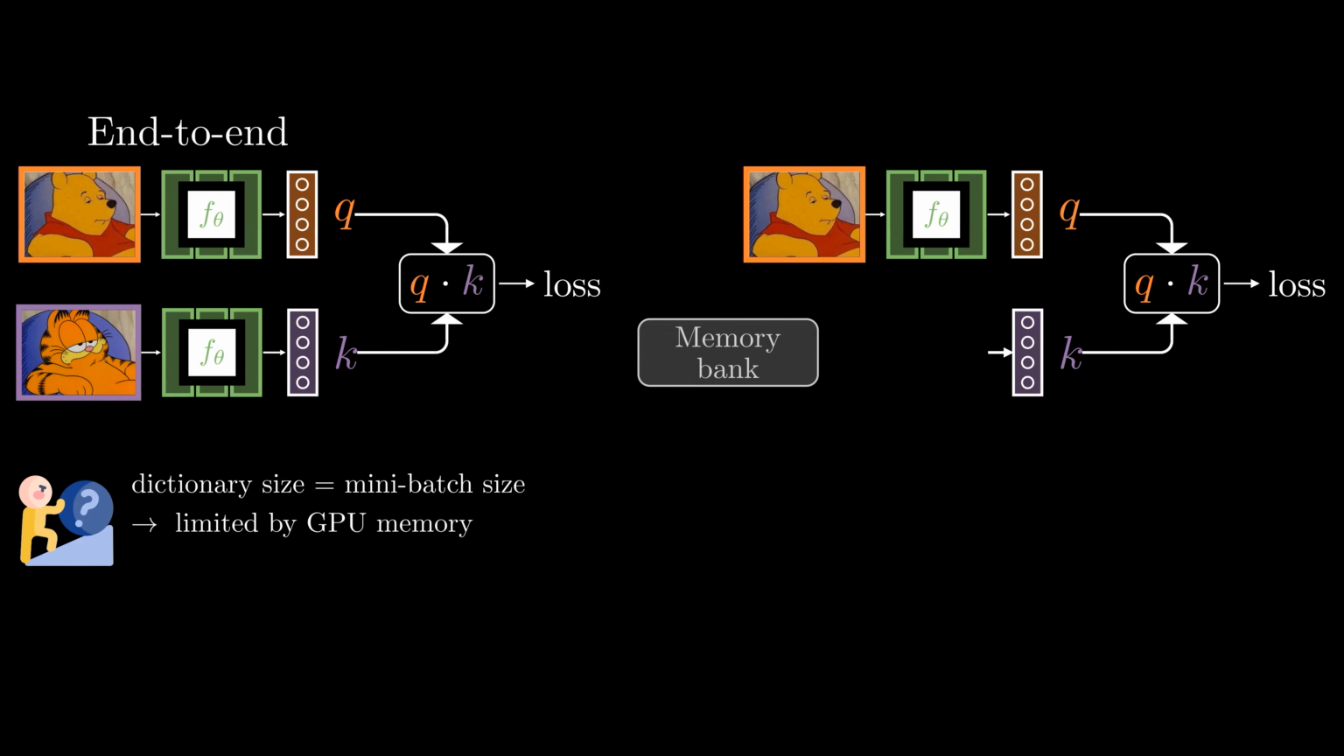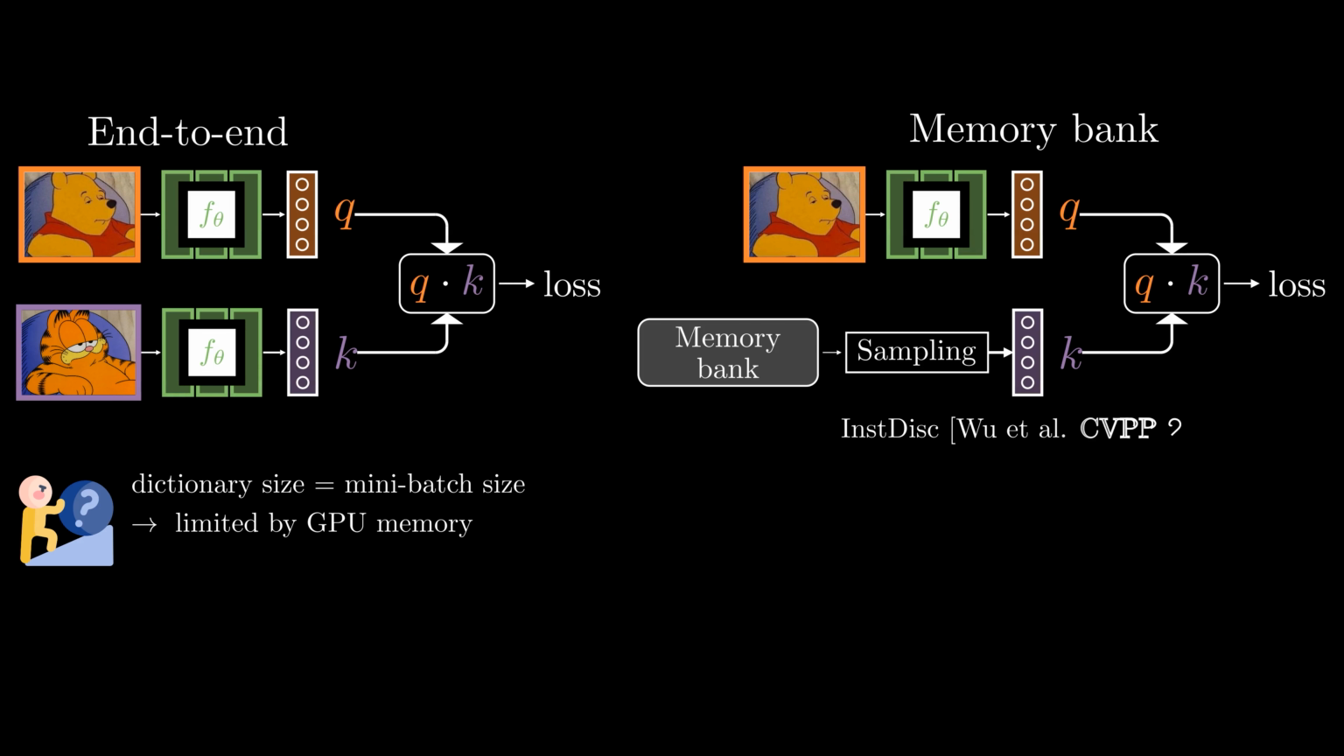One fix is a memory bank. Pre-compute embeddings for every image in the dataset and reuse them as negatives. During training, we can sample negatives from this memory bank without backpropagation, rather than recomputing them at each step. This allows us to use a much larger dictionary of negatives. However, this solves one problem.